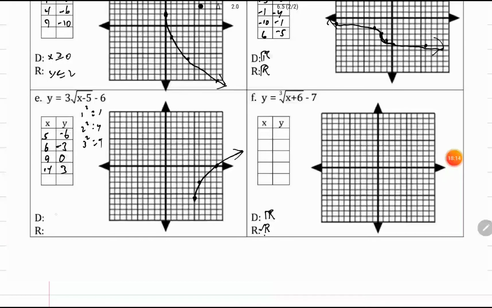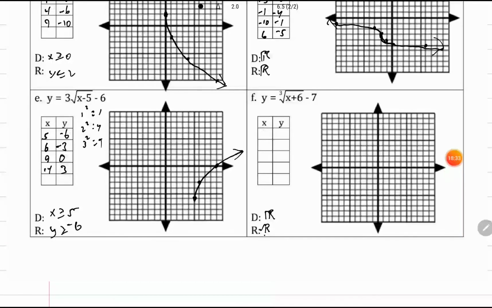Here, domain, x is greater than or equal to 5, because we're starting at 5. And then y is starting at negative 6. Alright, last one, and then we'll be done for the day.